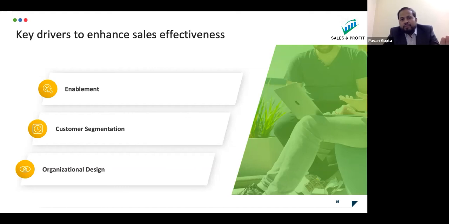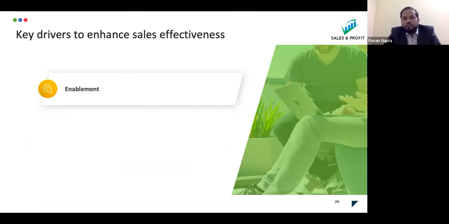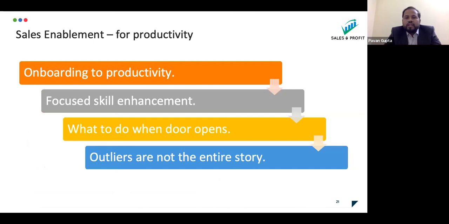So as a leader, these are another three factors which are going to increase the sales effectiveness. And what we have assessed till now is that efficiency is about 12% and effectiveness is about the rest of it. So let's spend a little more time on what are the key factors which effectiveness can bring about. Let's look at enablement first. Where does enablement start? It starts with the onboarding of a rep in the organization.